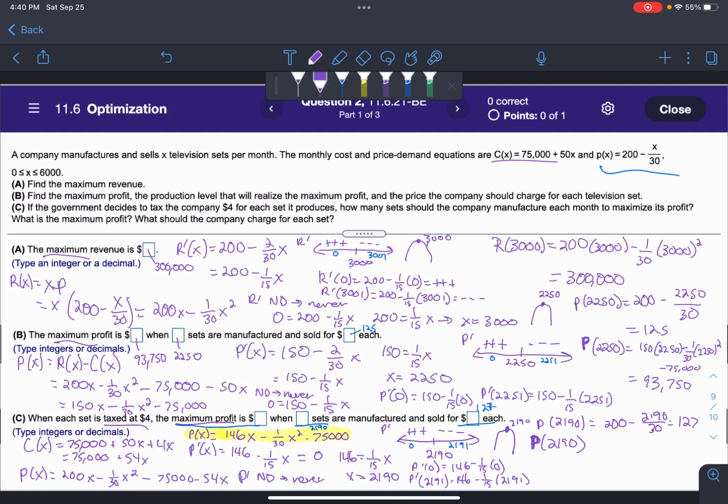So 146, plug in 2190 wherever we see x, minus 1 over 30, 2190 squared, and then subtract out that 75,000. And if you plug that into a calculator, I got 84,870. And then that will be your answer to this one.